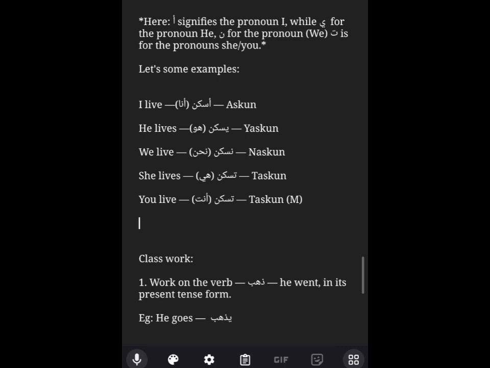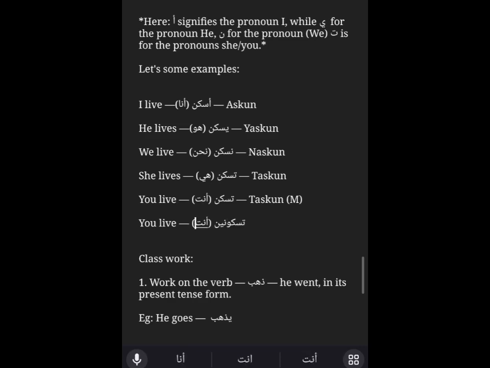We want to say you live, also you live. All right. And then what do we say here? We say taskunina. That's how you make a distinction between masculine and feminine.